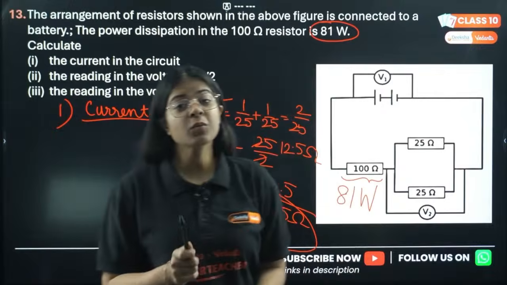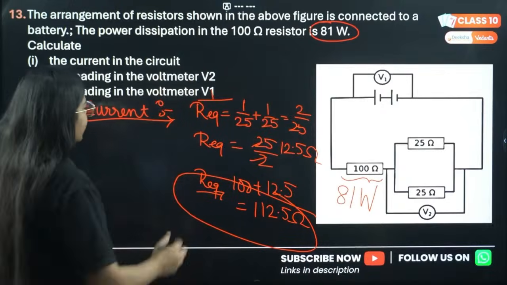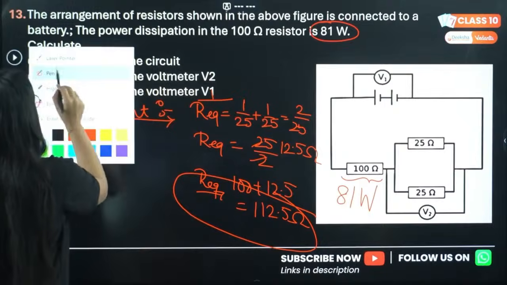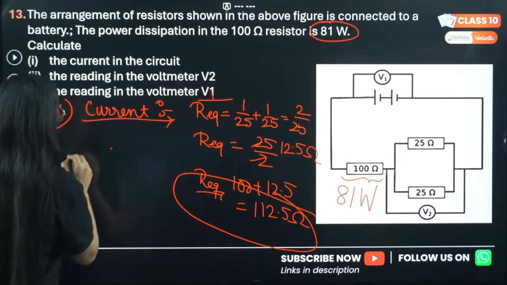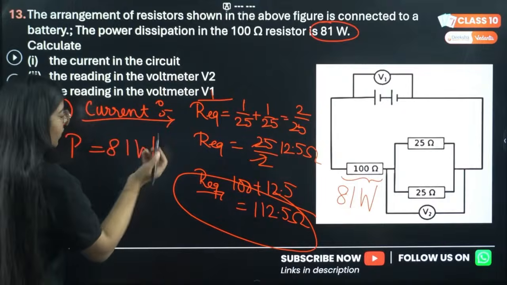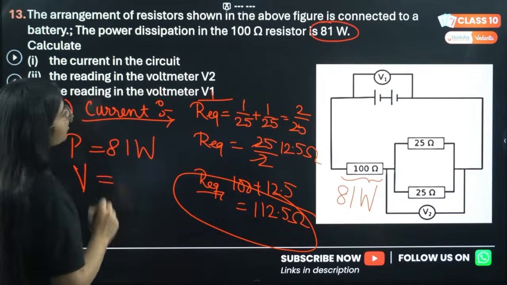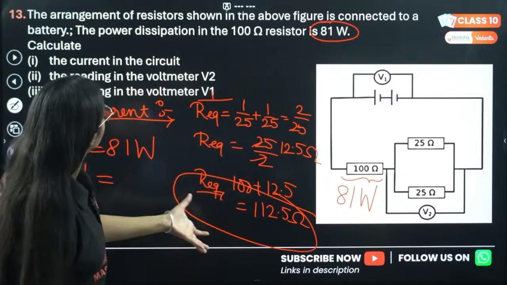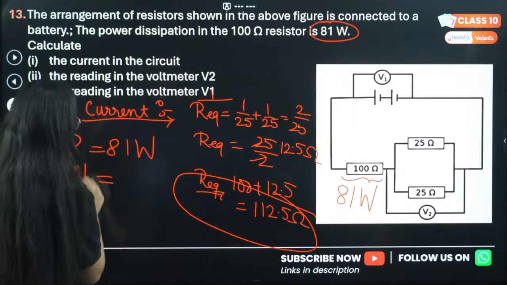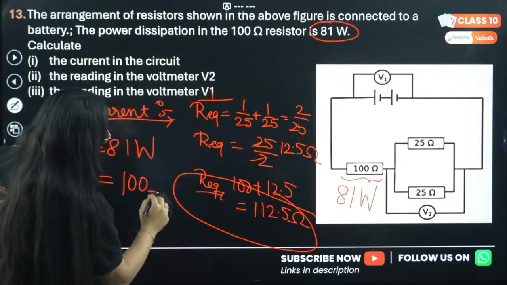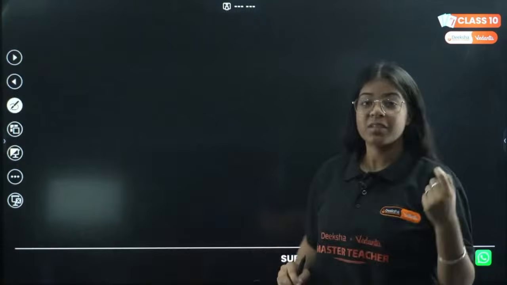Okay, now we are done with our equivalent resistance. Let's get to the question. The first point is we need to find current. To find current, what do we have? We have power, which is 81 watt, and we don't have voltage, but we have resistance here, that is 100 ohm.